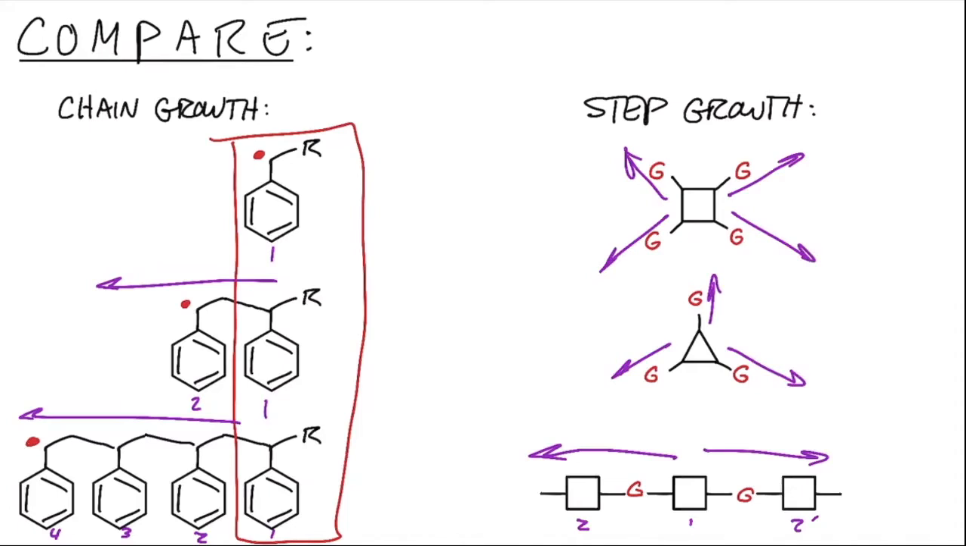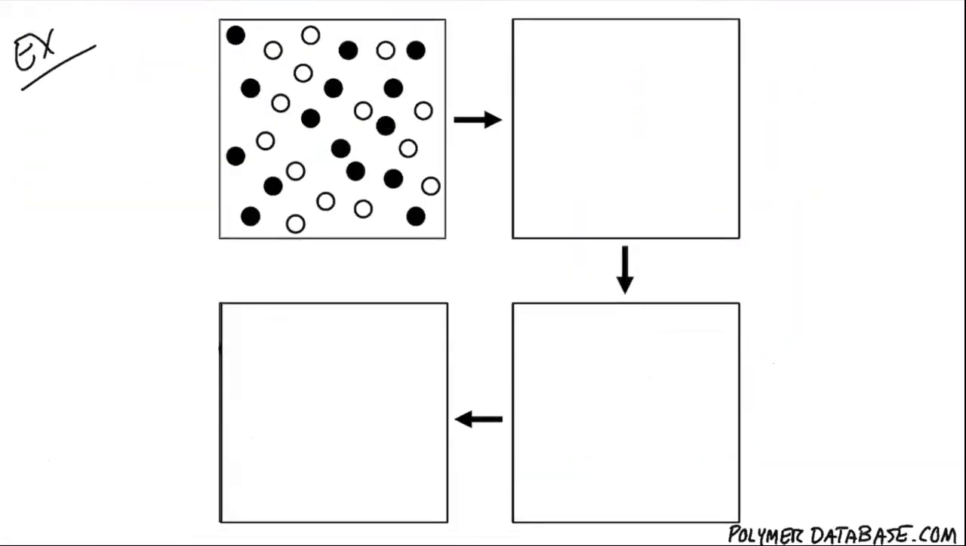So another way to illustrate this is with a series of cartoon pictures of what a step growth reaction might look like. Let's take a look at this courtesy of polymerdatabase.com. They have this cartoon way of looking at things. We have these black circles here, and then we have these empty or white circles, and they need to react together. So what we're going to say is that the black circles have some particular kind of functional group on them.